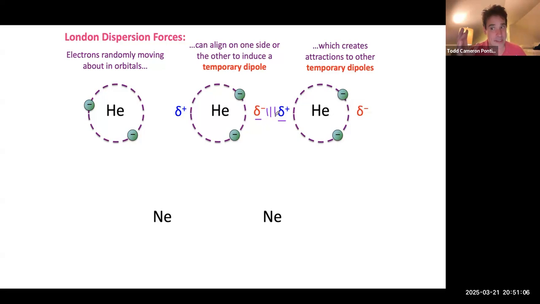This is temporary, though, because if the electrons keep moving around, then you're going to lose the partial positive, partial negative. So it's not a permanent dipole, but it is there for a bit. It's a transient dipole. Those are London dispersion forces.